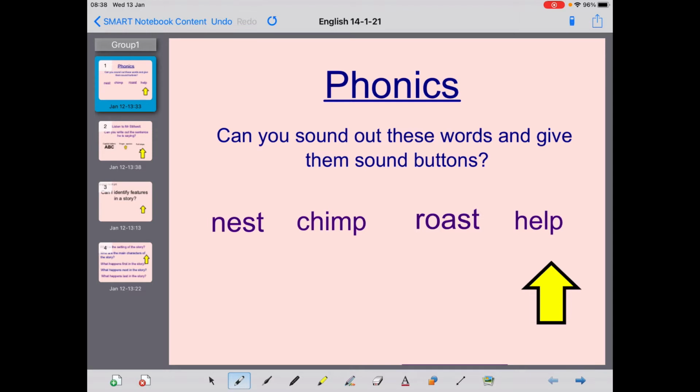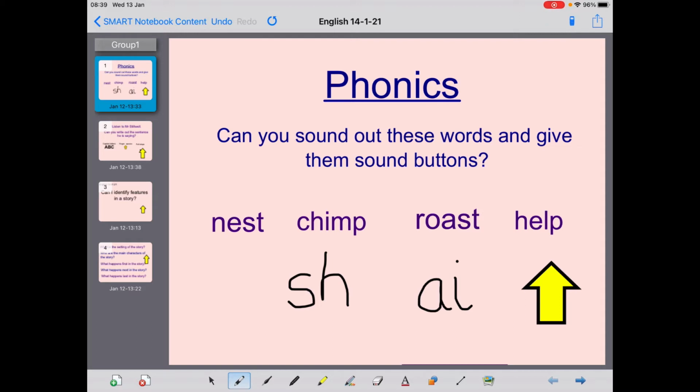Good, so a digraph is 2 letters that are going to make one sound. So you might have, what digraph and what sound does that make? Well, you might have this one as well, another example. What sound does that make?